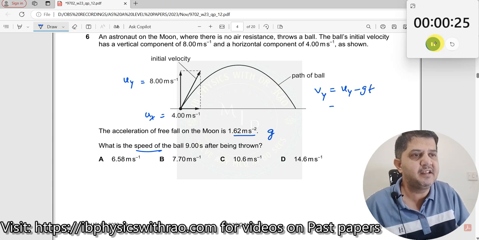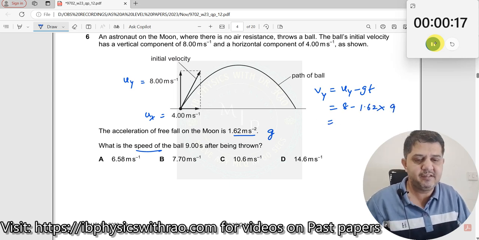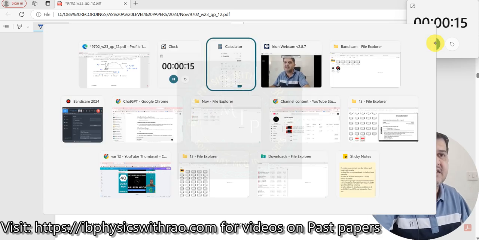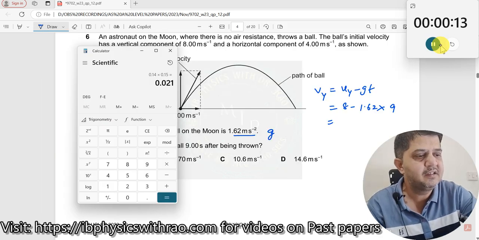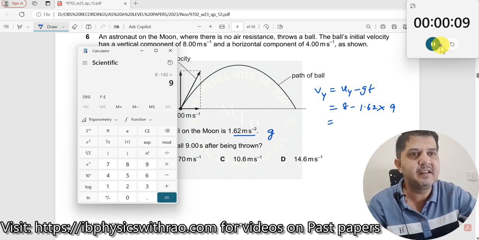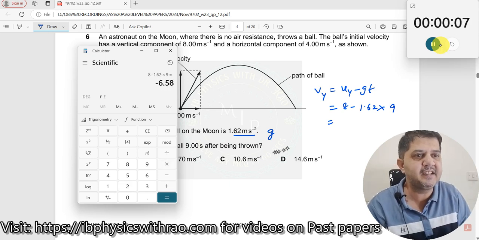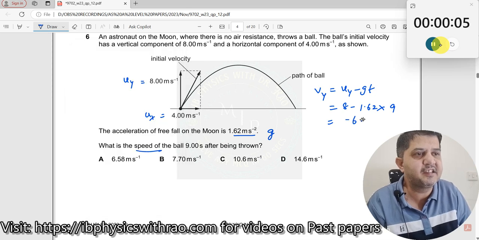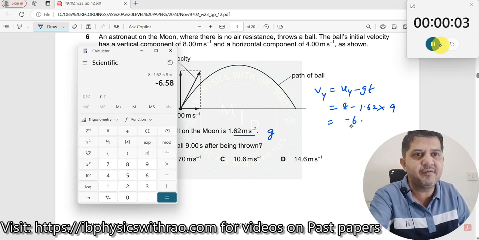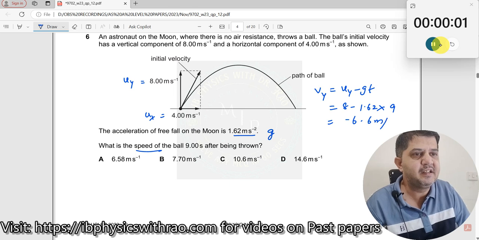minus gt. How much will this be? uy is 8 minus g. What is g? 1.62 multiplied by 9. Let us calculate this. This should be 8 minus 1.62 times 9. Now it will be minus 6.58, which is about minus 6.6 meters per second.